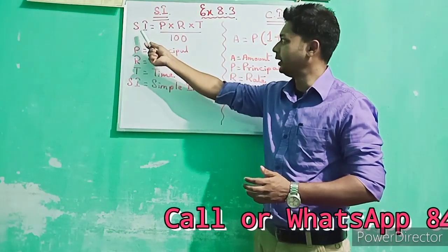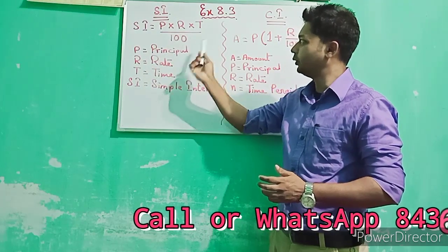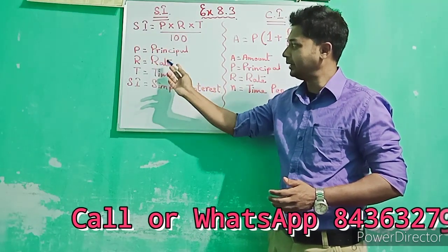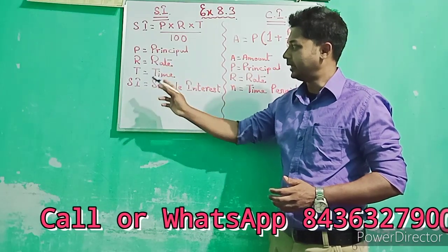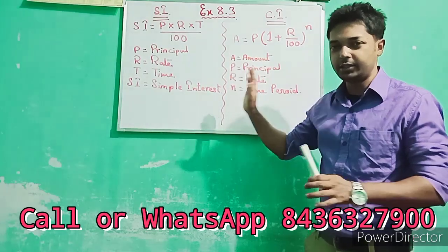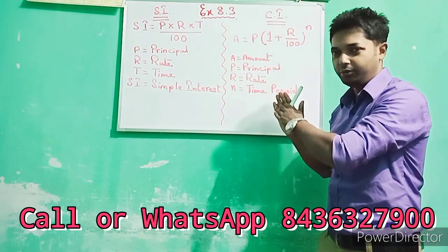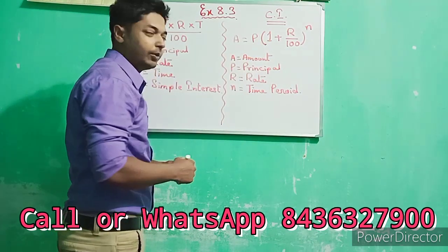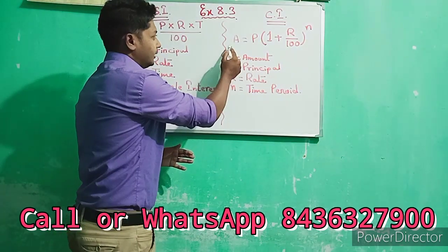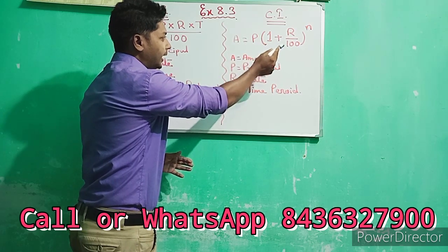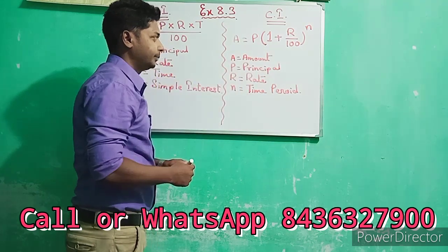So you can check out here, SI equals P into R into T divided by 100, where P is the principal, R is the rate and T is the time, and SI stands for simple interest. So this is the basic formula. I believe this one is clear, so we can move on to compound interest. CI stands for compound interest, where A equals P into (1 plus R by 100) whole to the power N.